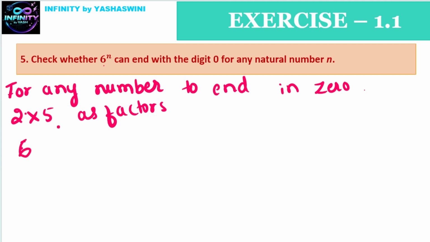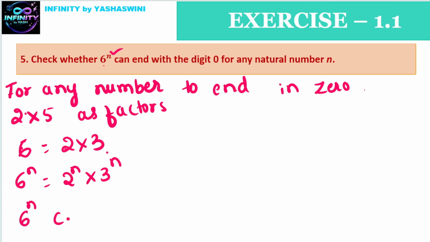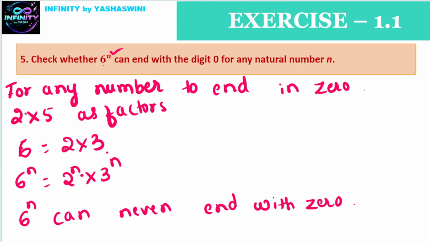Now, what are the factors of 6? 2 into 3 is 6. So, 2 and 3 are the factors. Now here 6 power n is there. So 6 power n is equal to 2 power n into 3 power n. There is no factor 5, right, in this number. Hence, we can say that 6 power n can never end with 0. So, if a number ends with 0, it must contain 2 and 5 as factors. Here we have 2, but there is no 5. So, 6 power n can never end with 0.